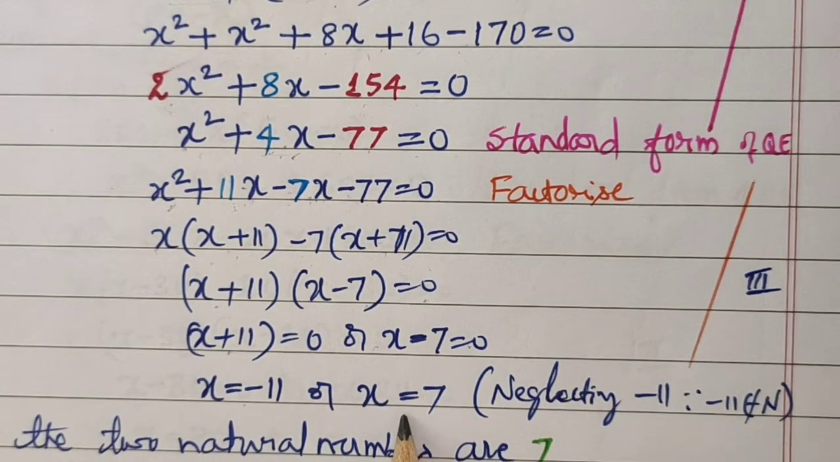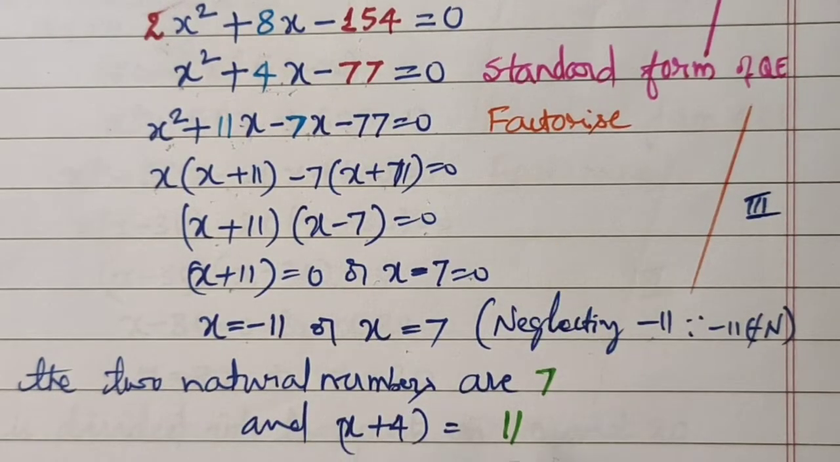So we take x is equal to 7, neglecting x is equal to −11, because −11 is not a natural number. Then one of the natural numbers is 7. The other number is x + 4, that is 11. The two natural numbers are 7 and 11.